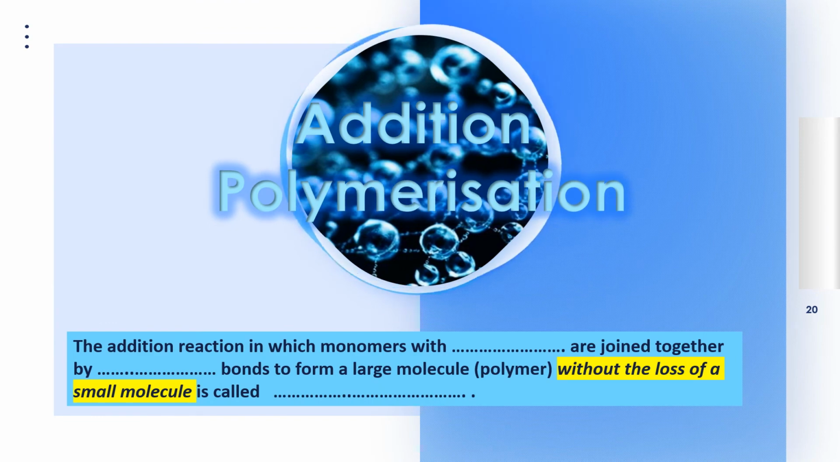Now let's look at addition polymerization. The addition reaction in which monomers with carbon-carbon double bonds are joined together by single covalent bonds to form a large polymer molecule, without the loss of a small molecule, is called addition polymerization.